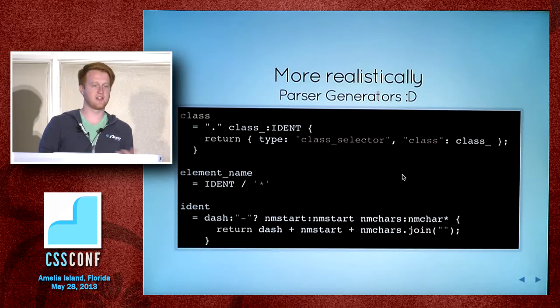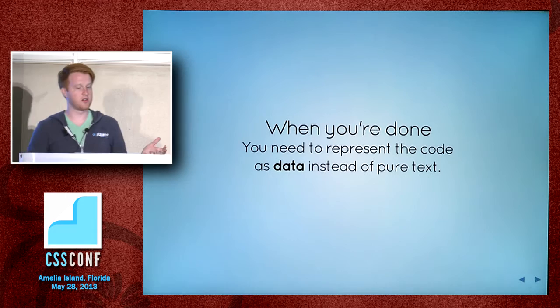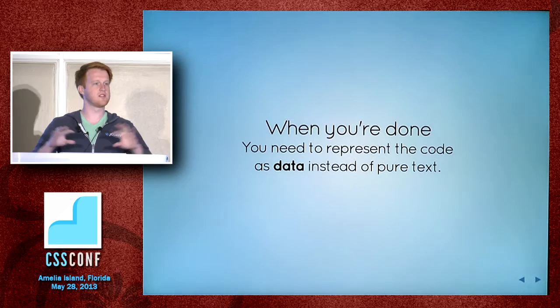And it generates the parser, much more simple. So when you're done, you need to represent the code as data instead of pure text. So now we have somewhere in between there. We have like here are what all of our symbols are. We have tokens, if you will.